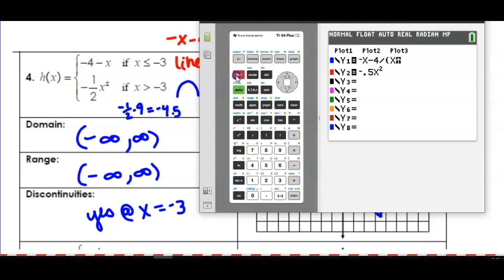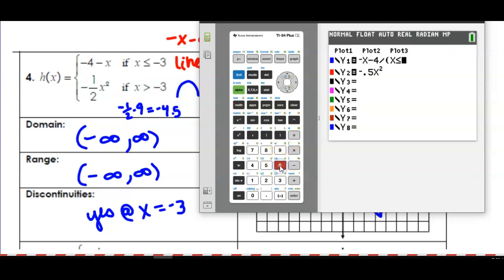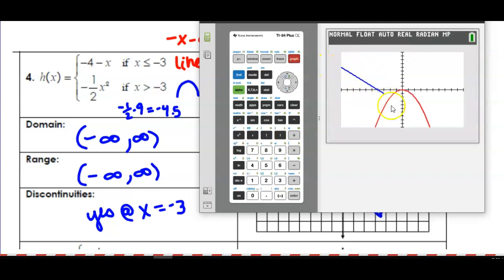It's second math, it's the test menu. Okay, second math is the test menu, and you would pick number 6, less than or equal to, and we have -3. All right, I'm thinking I might have needed parentheses around this first little piece, so I am going to check the graph. Ooh, sweet. Look, it's doing the right graph and it stopped at -3.